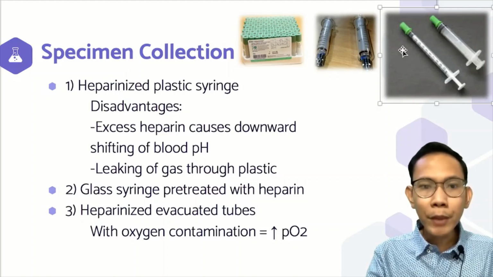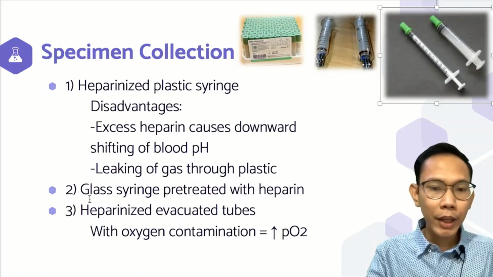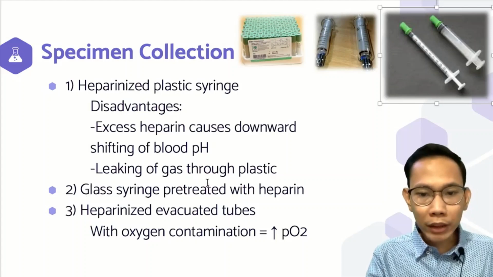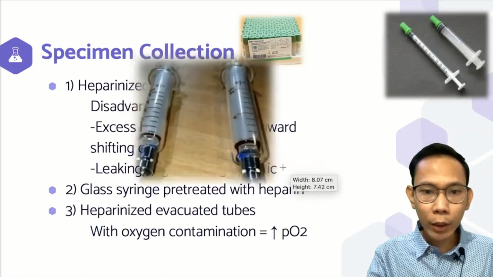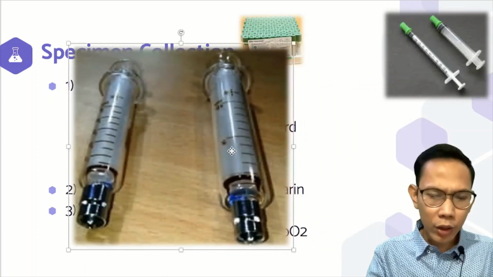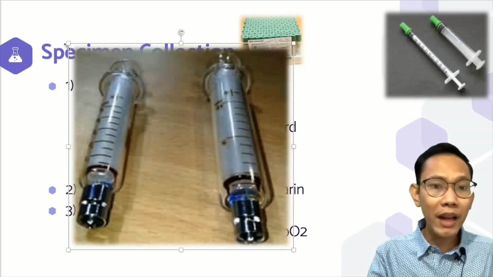So of course, if there is leaking of gases, it will lead to an erroneous result of your ABG. So again, when you're talking about ABG, the anticoagulant we use is basically heparin. And then, a glass syringe pre-treated with heparin. Same, pre-treated with heparin. However, I haven't seen this, and it would be very expensive, unlike your disposable syringes.